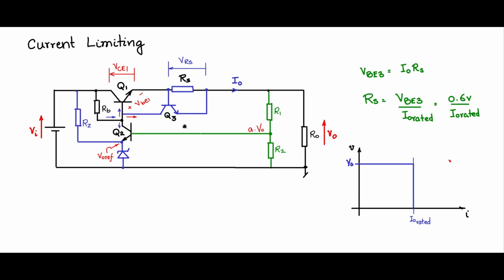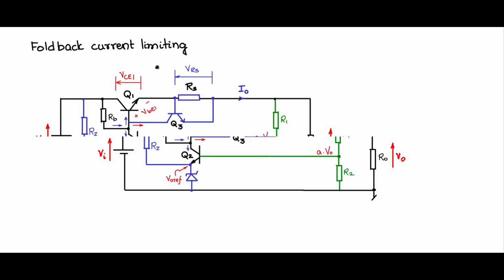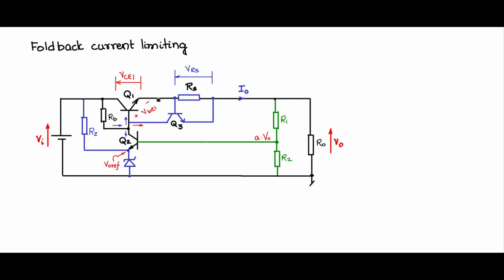Very nice circuit, which can be used in most of the series regulator type of configurations. Let us look at another interesting current limiting technique called the foldback current limiting. We had seen this constant current limiting by putting this set of components, one BJT, Q3, and RS. Now let me modify this slightly and you will get this foldback current limiting.